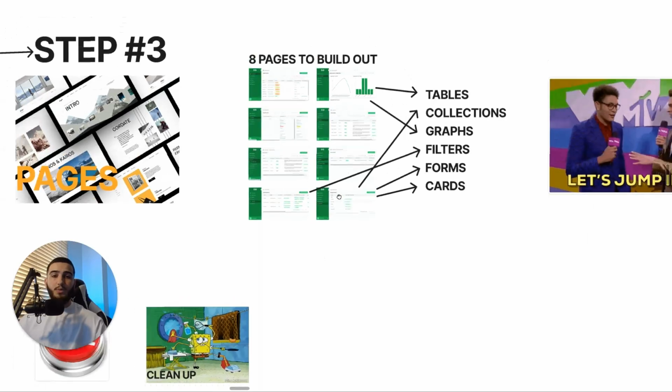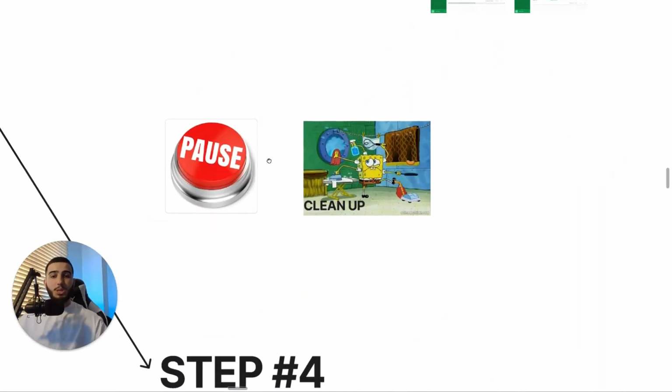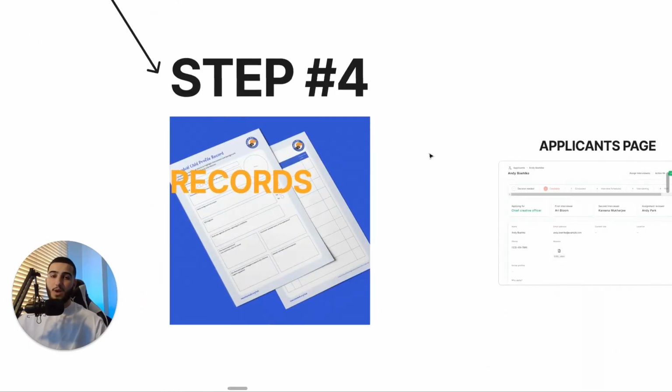Now, guys, I'm super happy with what we've done so far. We built out the navigation, we built a database, we built out different pages, and I've shown you how to set up different things like tables, collections, graphs, filters, forms, and even specific cards for the different web pages. Usually, this is where I'd pause and clean up any of the data, but honestly, I think we've done a pretty good job. So let's just move on to the last step, which is actually creating the record pages.